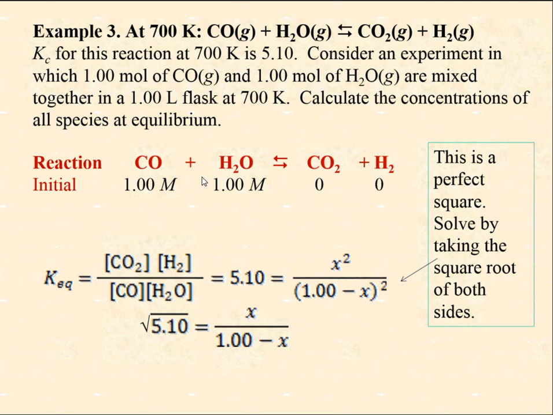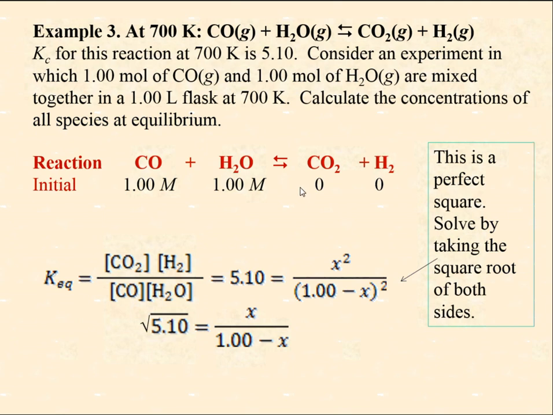So this is where it's important that you make the understanding leap. We have initial concentrations of 1. We don't know how much product we're going to make before we reach equilibrium, but our 5.10 K value is going to guide us there. So we know that we're going to lose some quantity of carbon monoxide and water in a 1-to-1 ratio because they have the same coefficients.